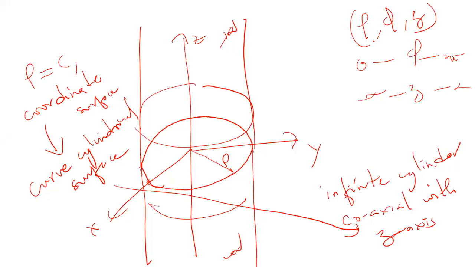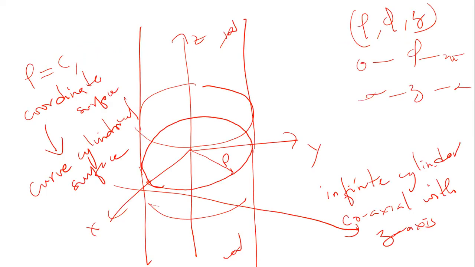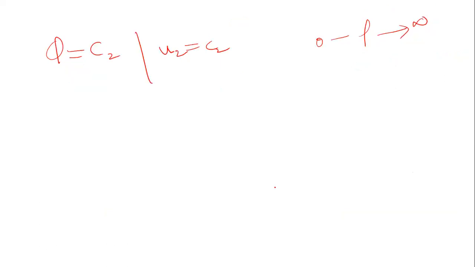Now, let's fix the value of phi. Phi equal to C2, something like writing U2 equal to C2 surface. Well, you can vary rho from 0 to infinity, because rho is simply a measure of the distance of the point from the origin, right? So rho can vary from 0 to infinity. And your z value can go from minus infinity to plus infinity. Now we fix the value of phi. Let's see what kind of surface we are going to expect here.